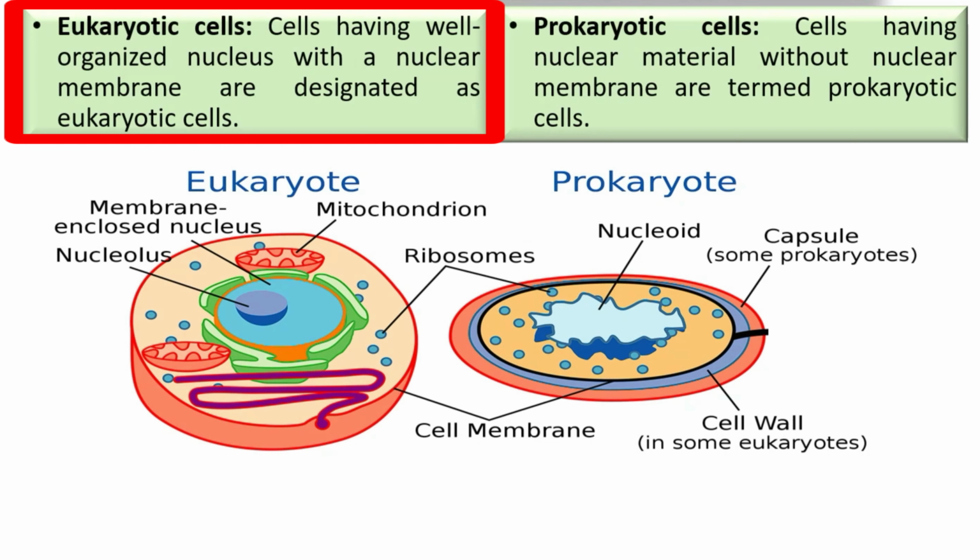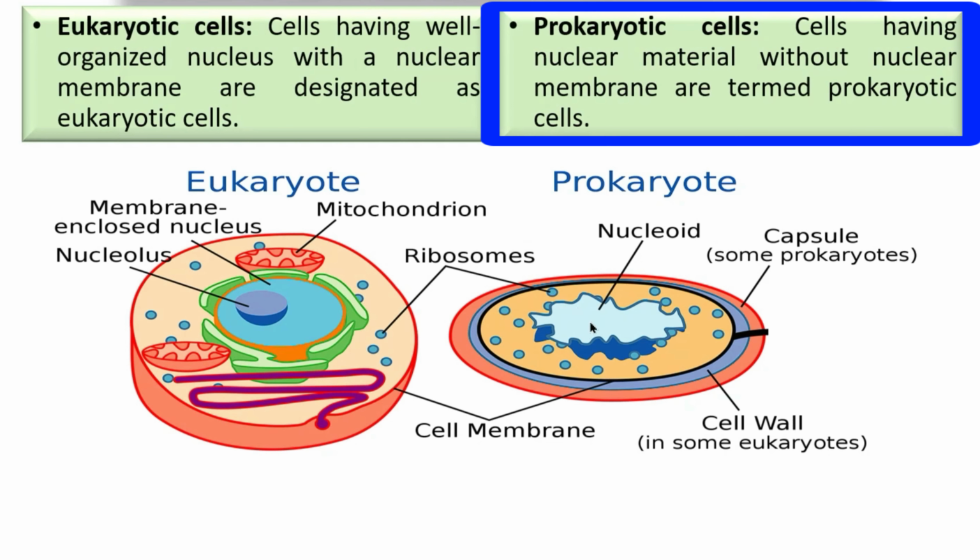But we have certain organisms which are called prokaryotes. Their cell is prokaryotic cell. What are prokaryotic cells? Cells having nuclear material without nuclear membrane are termed as prokaryotic cells. वो cells जिनमें nuclear material तो है, but it is not surrounded by any protective membrane or nuclear membrane. Those type of cells are called prokaryotic cells. और उन प्रोकैरियोटिक सेल्स से जो ऑर्गेनिज्म बना होगा, that is called prokaryote.